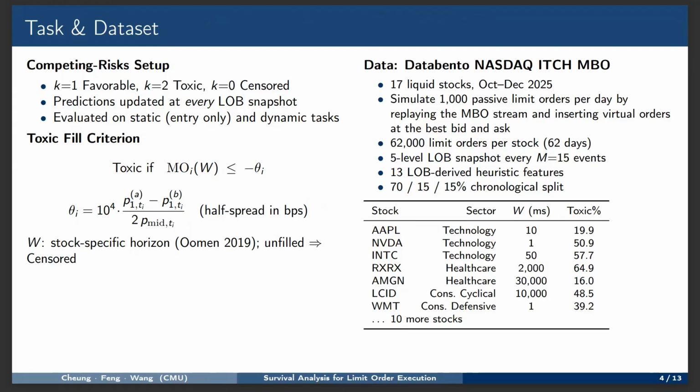Our data set comes from Databento NASDAQ TotalView-ITCH, covering 17 liquid stocks with various characteristics from October to December 2025. Roughly 62,000 limit orders per stock over 62 trading days. An order is labeled toxic if the mid price moves adversely beyond the half spread within a stock-specific horizon. Unfilled orders are treated as censored.